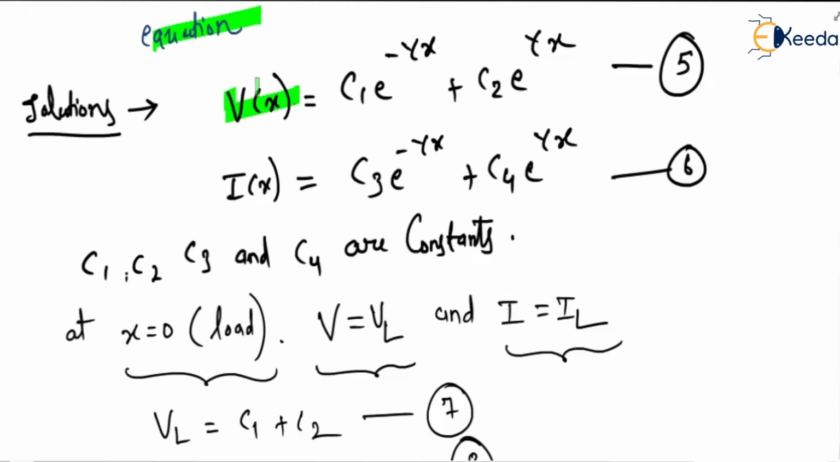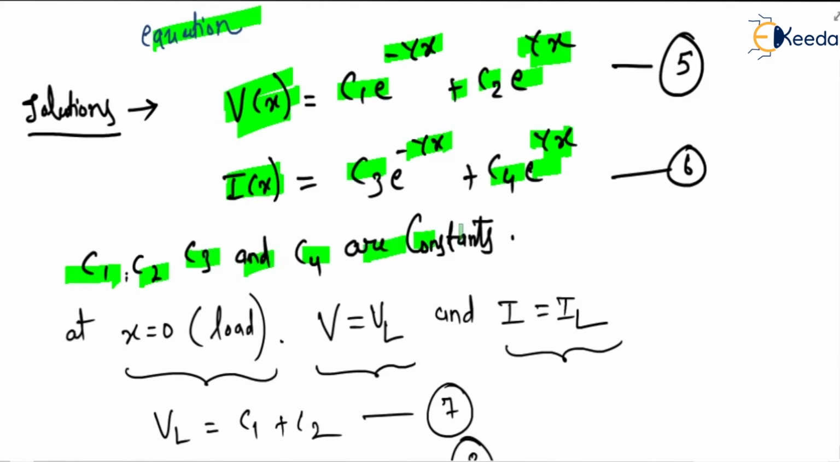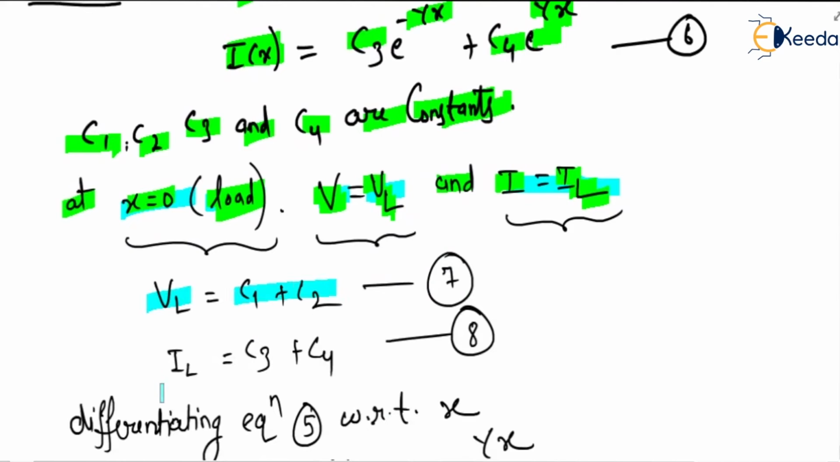Their solutions are Vx is equal to C1 e to the power minus gamma x plus C2 e to the power gamma x, and the solution for current Ix is equal to C3 e to the power minus gamma x plus C4 e to the power gamma x. C1, C2, C3 and C4 are constants. So we are taking the load at x is equal to 0. At the load, V is equal to VL and I is equal to IL. So we are putting VL is equal to C1 plus C2 and IL is equal to C3 plus C4. They are equation 7 and equation 8.